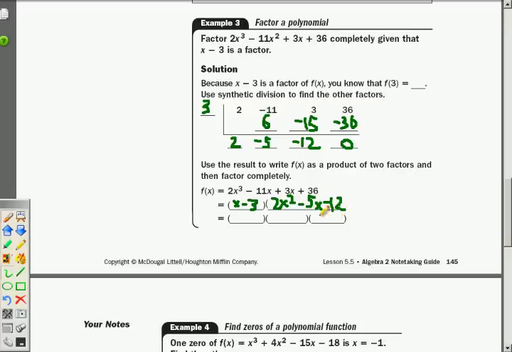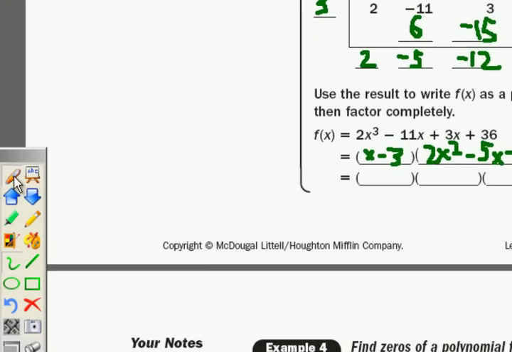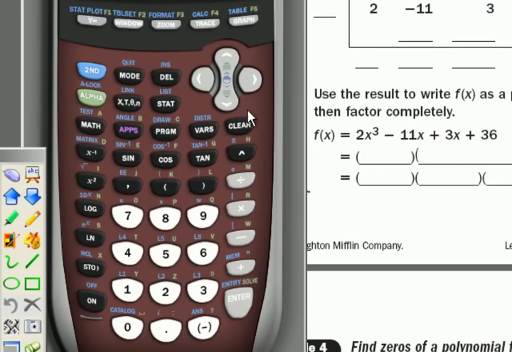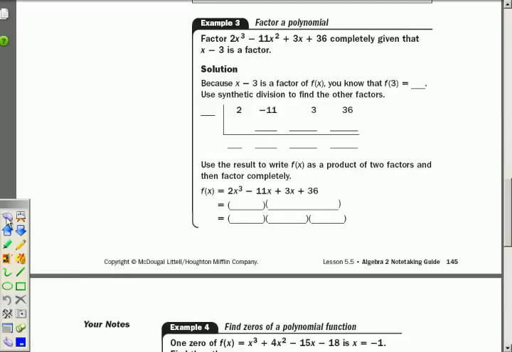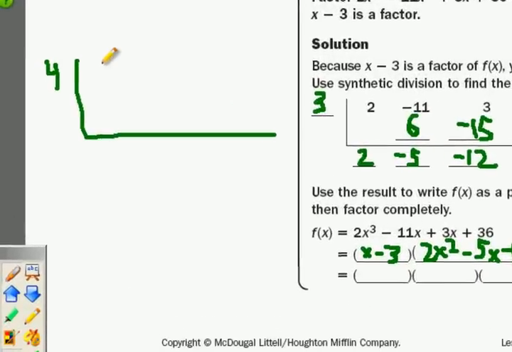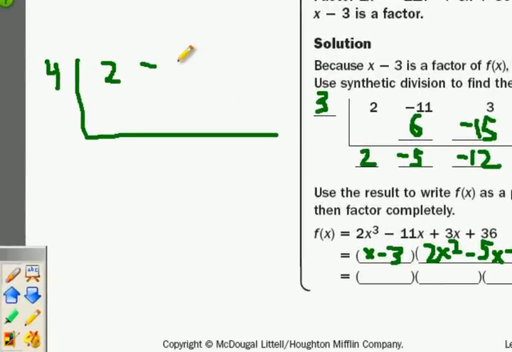Remember that 4 we saw on the calculator? Let's look at that again. Remember that 4 we saw on the calculator right there? There's a 4. So what if I took my equation there and I said, well, I'm just going to do this again. I'm going to put 4 into the 2, the negative 5, and the negative 12 and see what I get remaining.